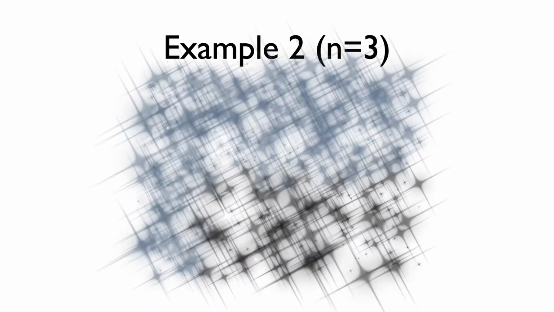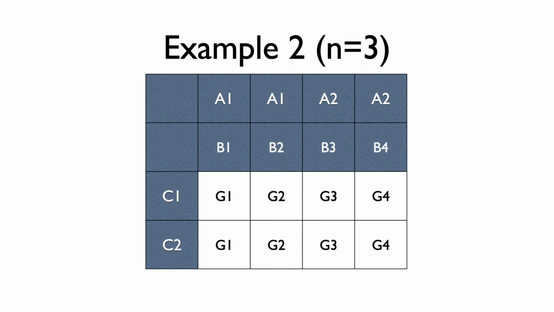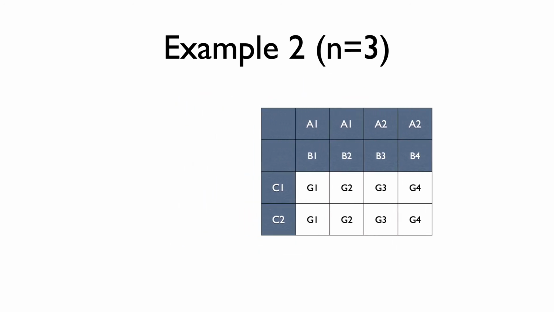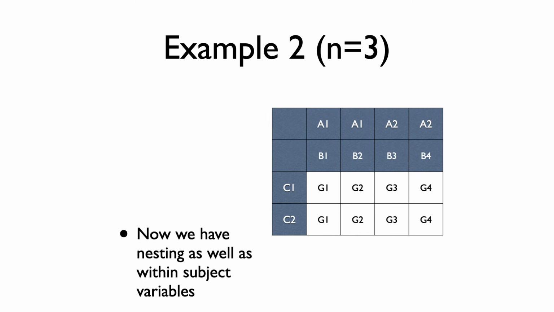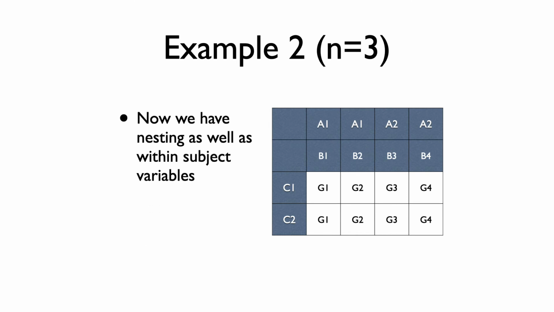Let's do another example. N equals 3, again, I picked the number of subjects here. Unlike the drug hospital study, which is a real study, this one is made up. Just like that. So here we have A, B, C. We have 3 factors. Let's put this over here. And now we have nesting and a within-subject variable, just to make it a little more complicated.